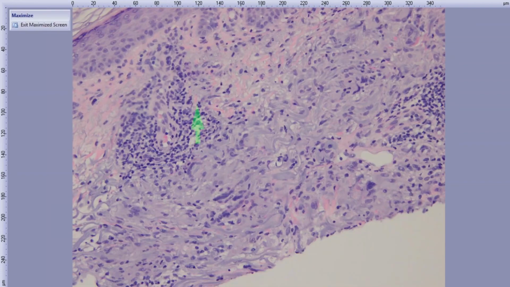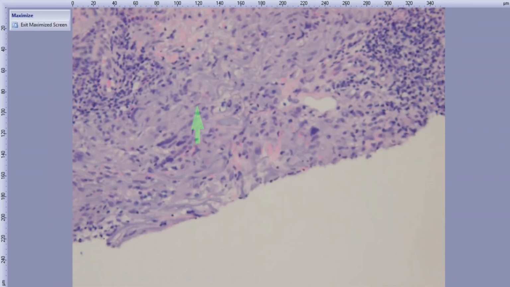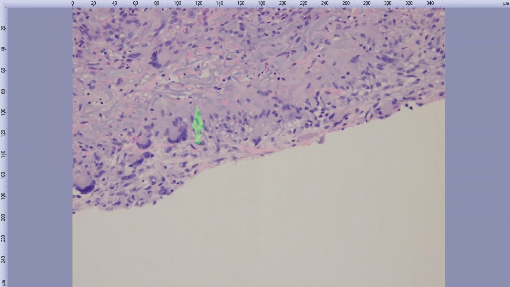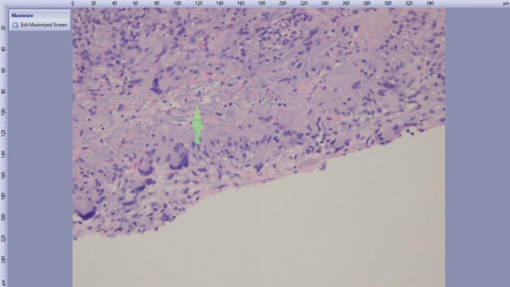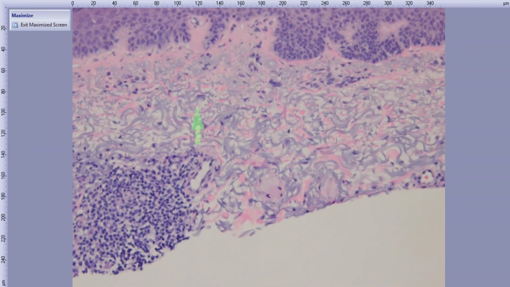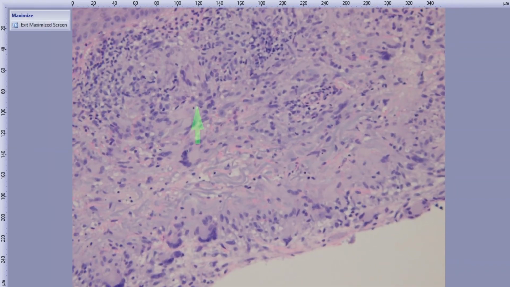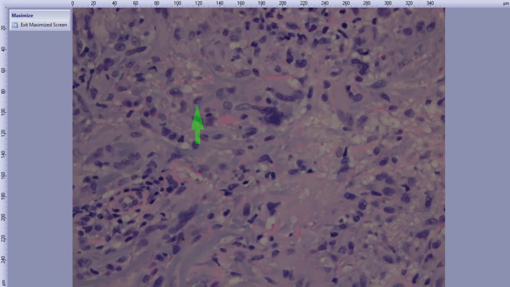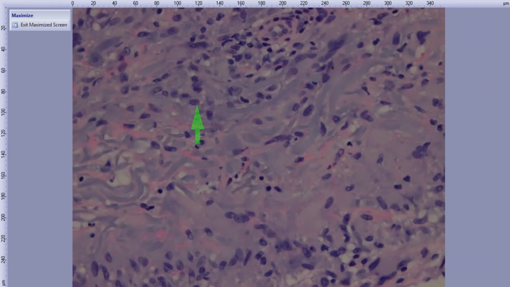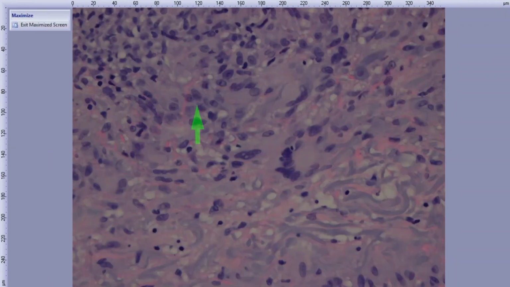But the other thing is the background of prominent solar elastosis. And if we look carefully, yep, that's right, somebody just typed it in here. So you have prominent solar elastosis, granulomatous inflammation with some giant cells, and if we look carefully enough, we might find elastophagocytosis. Let me see if I can find that for us. And so the diagnosis is annular elastolytic giant cell granuloma.